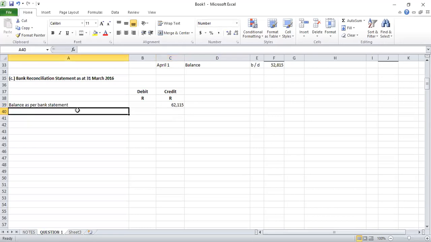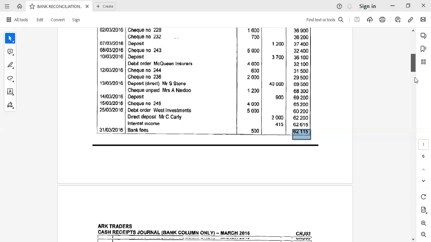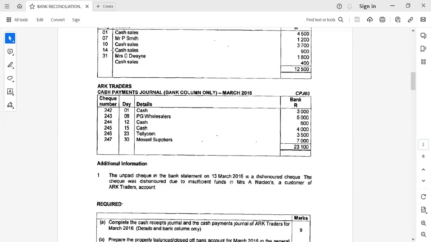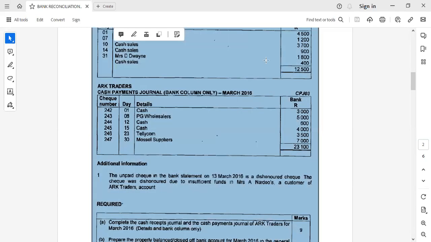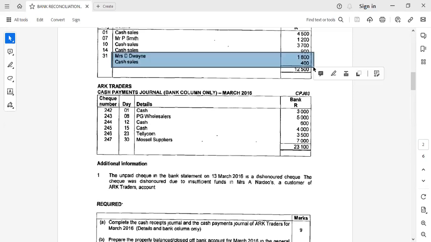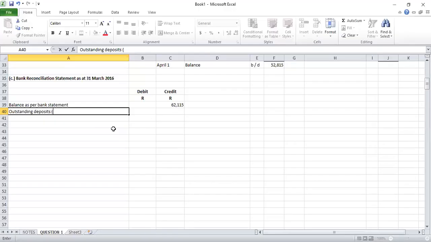Then we'll have our outstanding checks, which unless it was unfavorable, we're going to put on the debit side. Outstanding deposits are added on the credit side. And where do we find outstanding deposits? These were the deposits that were in the cash receipts journal, which did not appear in the bank statement. Remember, out of all those entries, we found that the 1,800 and the 400 did not appear on the bank statement. Those will be our outstanding deposits. Outstanding deposits, you can add them together.